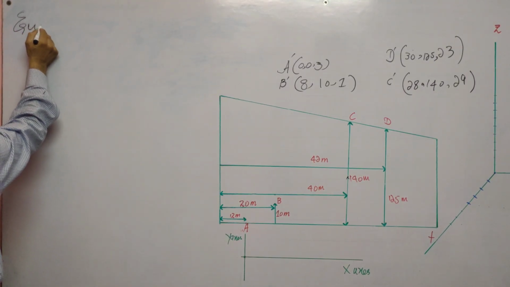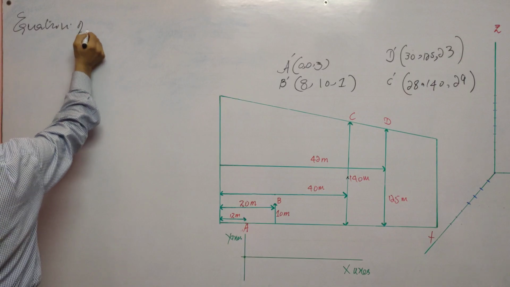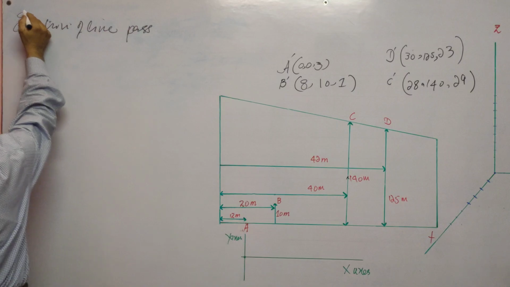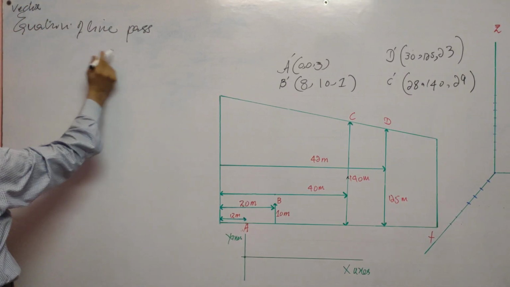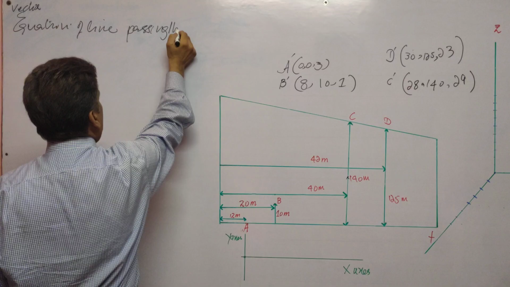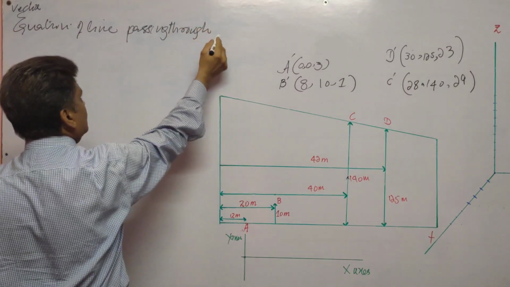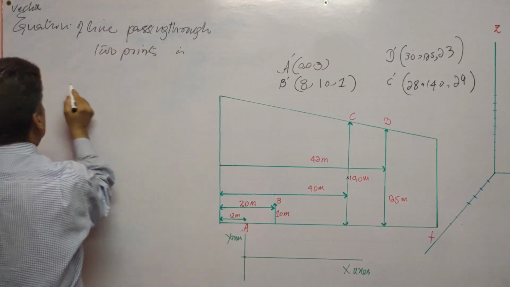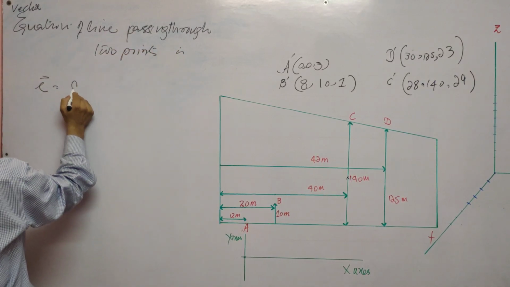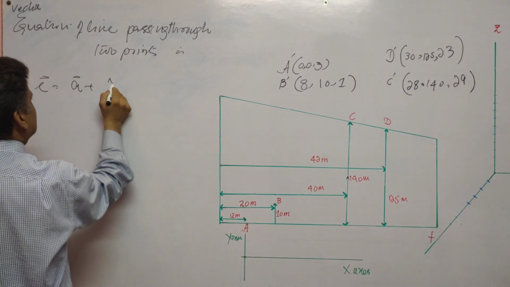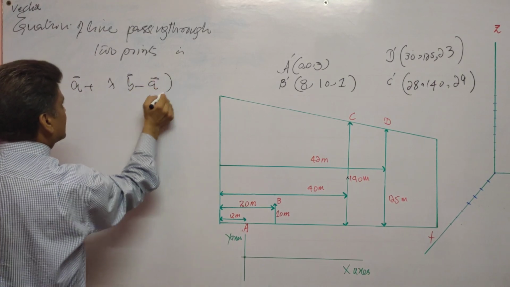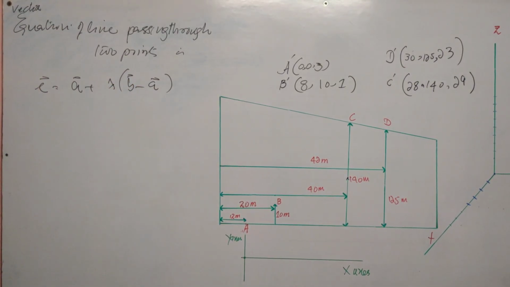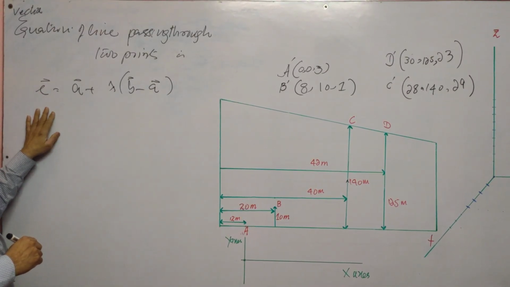The equation of a line, or vector equation of a line passing through 2 points, is r equals a plus lambda times (b minus a). This is the vector equation of a line passing through 2 points.